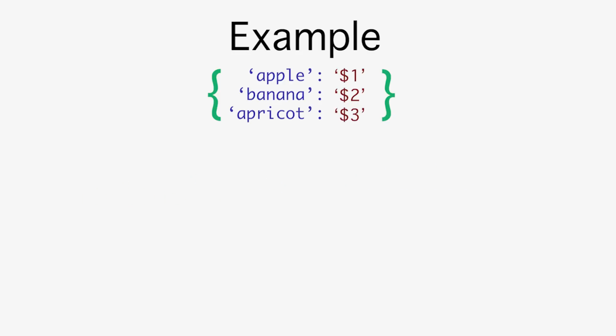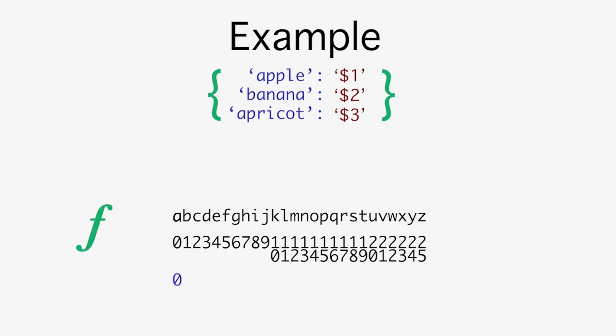Here's an example. Let's say we have key-value pairs that denote fruit prices, like apple for $1, banana for $2, and apricot for $3. A simple and really bad hash function, for example, could take the key and output the position of the key's first letter in the alphabet. A would be 0, B would be 1.